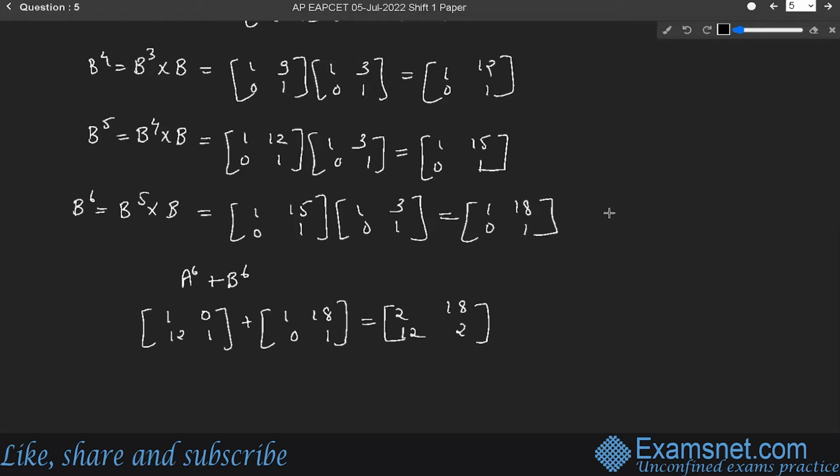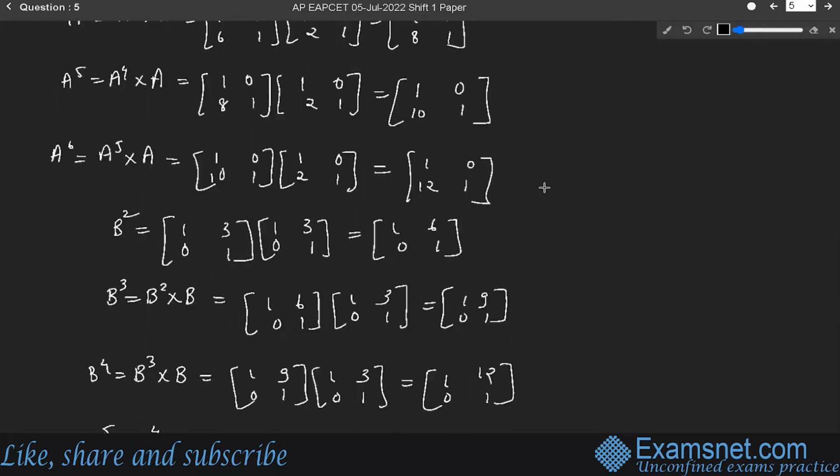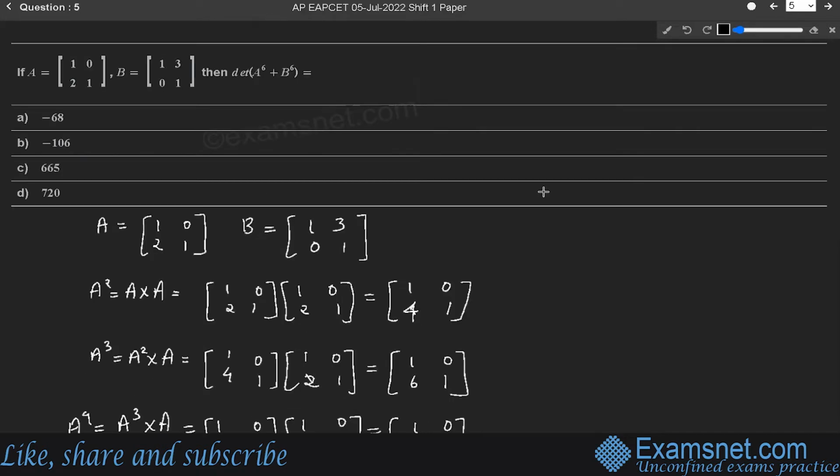Now its determinant, the determinant of A power 6 plus B power 6, will be equal to the determinant of [2 18; 12 2]. So on calculating the determinant, it will be equal to minus 106. Therefore, we can say that the value of the determinant of A power 6 plus B power 6 is minus 106, which is option number B here.